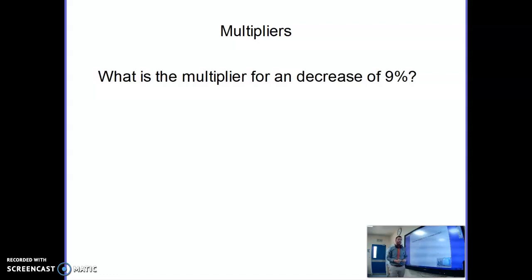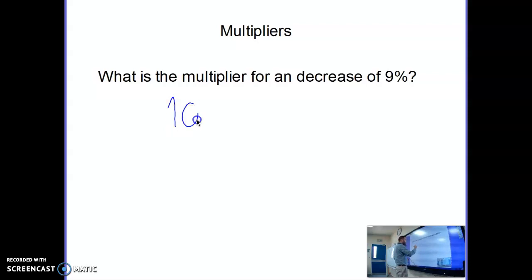And what you can do now is have a look at this one. What is the multiplier for a decrease of 9%? Give you a second just to think about that. When we were increasing, we took the whole thing we began with, which is 100%, and we added to it. This word decrease means to go down, the opposite of increase. What do you think the multiplier will be? Well, I'm going to go through it now. If you'd like to pause and just think about it yourself, please do.